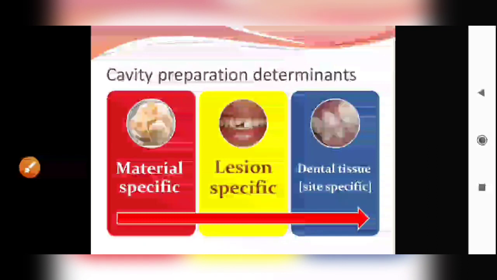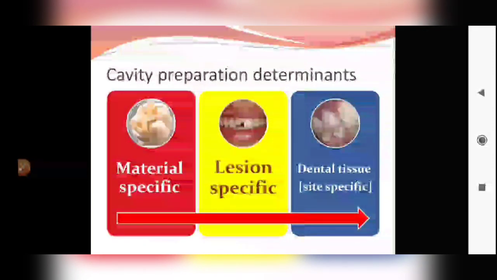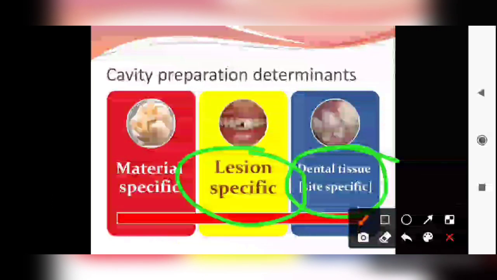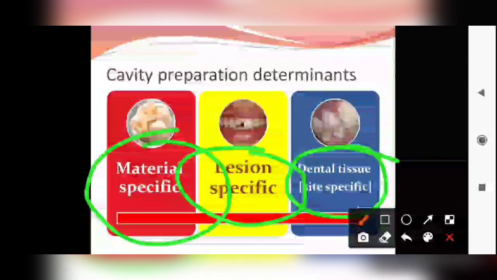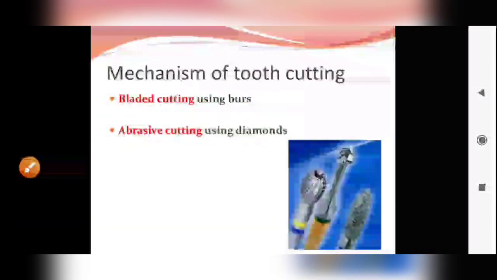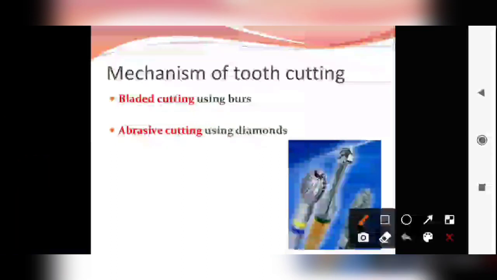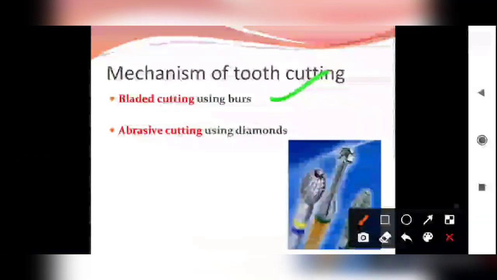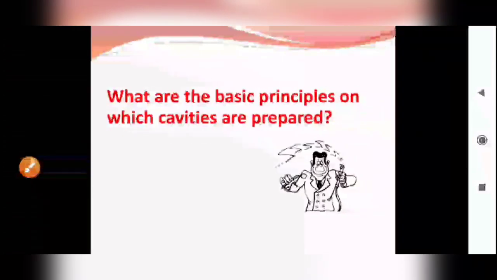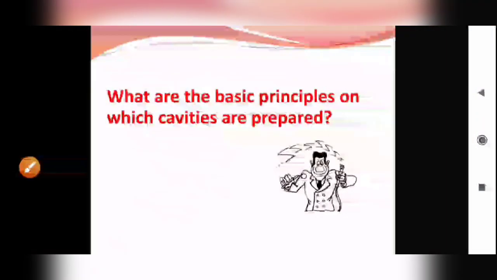So what determines the cavity preparation? What are the factors that affect it? It is site specific, where the tissue was damaged, lesion specific if there is any lesion, and dependent on what kind of material we use to restore the cavity, like amalgam or glass ionomer. So what is the mechanism of tooth cutting? We mechanically dig the cavity, right? There are two types of techniques: blade cutting, where we use burrs like this, and abrasive cutting, where we use diamond burrs.